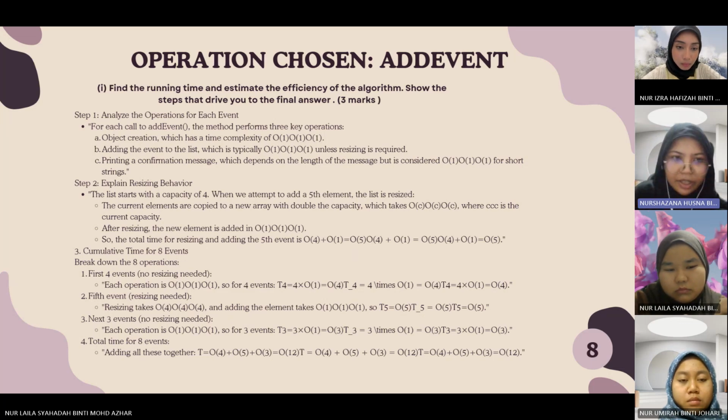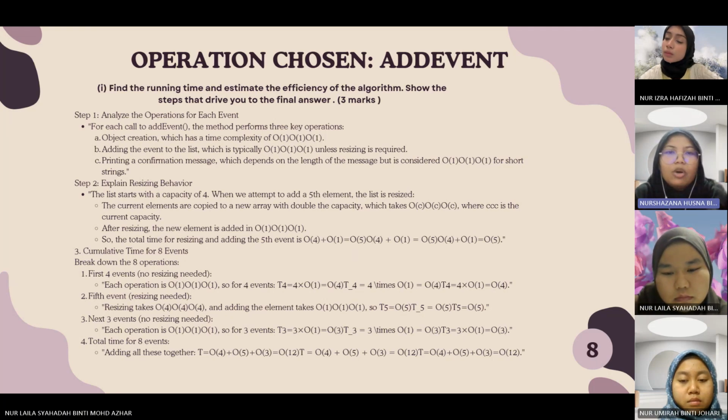And then for the next 3 events, which need no resizing, each operation takes big O of 1. So 3 events, 3 times big O of 1, which is big O of 3. So the total for all of this is big O of 4 plus big O of 5 plus big O of 3, which is big O of 12.